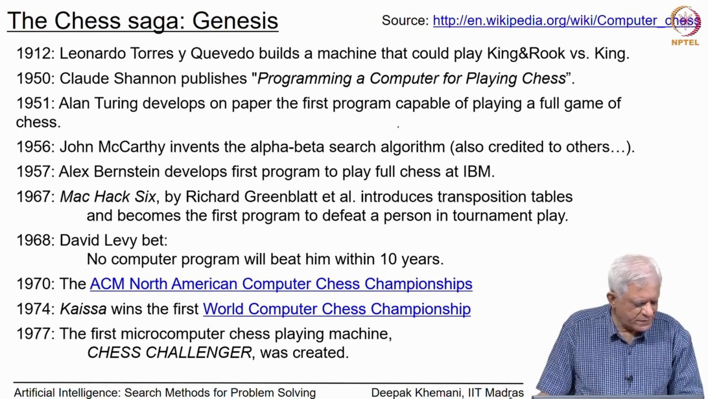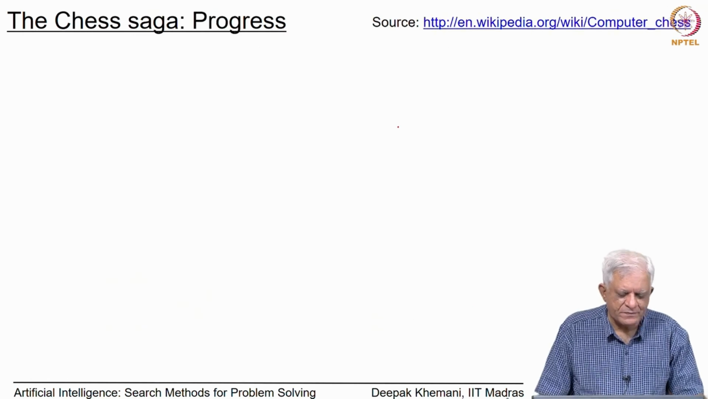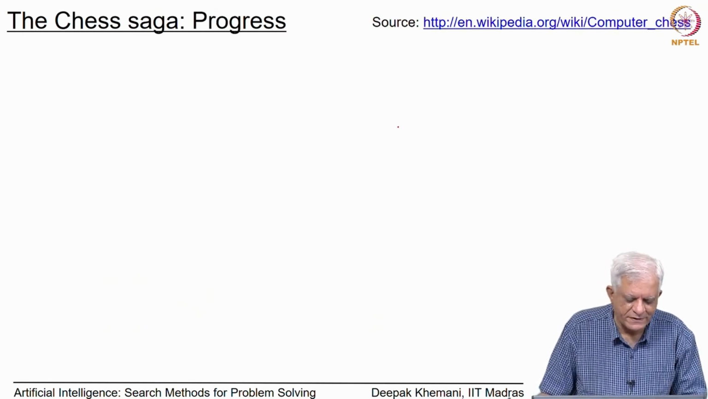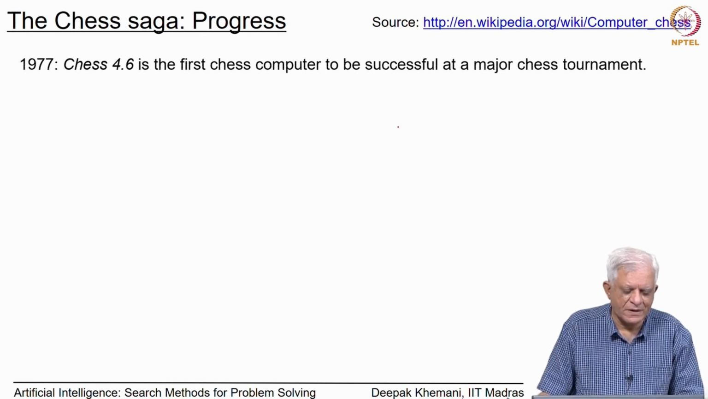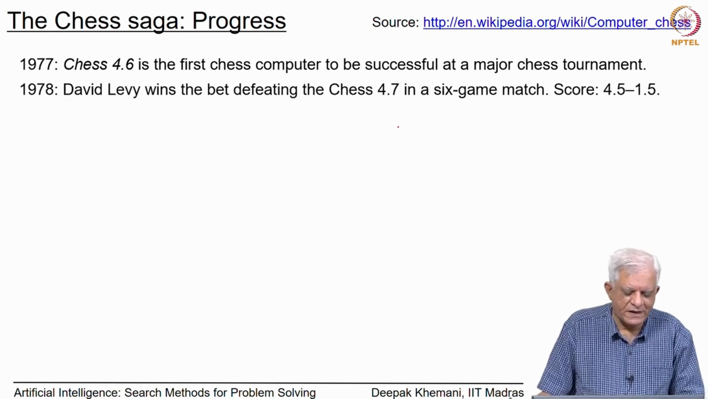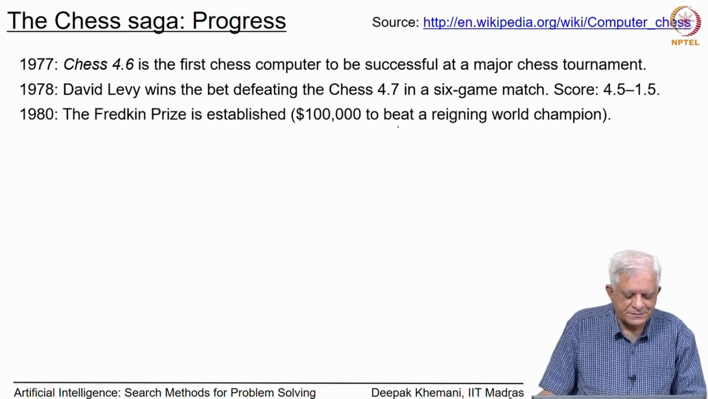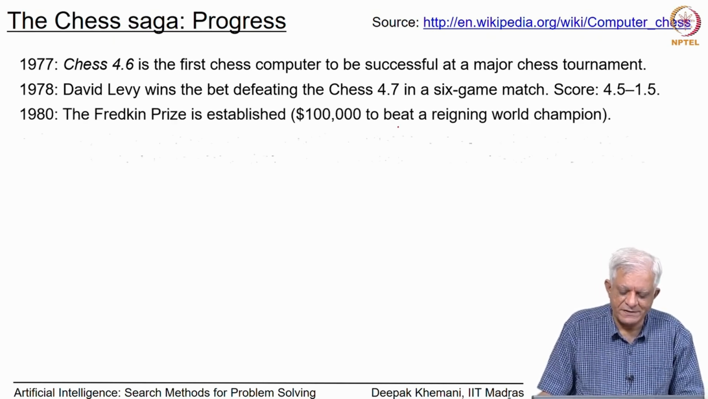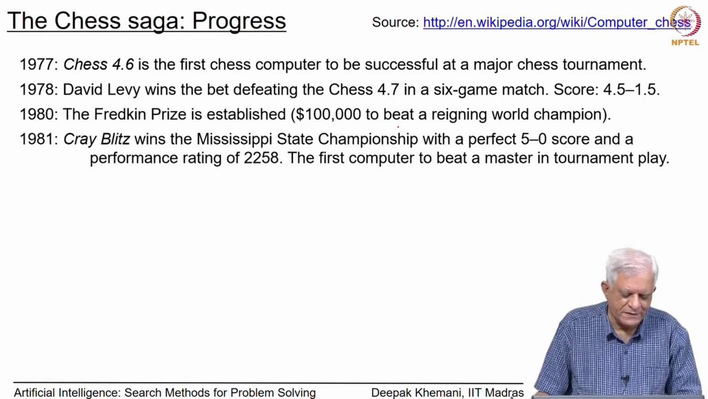And the first commercial microcomputer chess machine, Chess Challenger, was created. Then progress happened as we moved along. In 77, a program called Chess 4.6 is the first chess computer to be successful in a major chess tournament. David Levy won his bet in 78, 10 years had passed and no program could beat him, luckily for him. The Fredkin prize was established, $100,000, a lot of money in those days, to beat a reigning world champion.